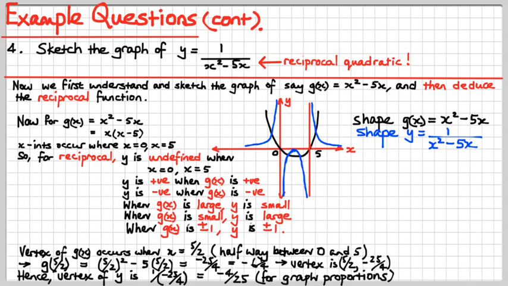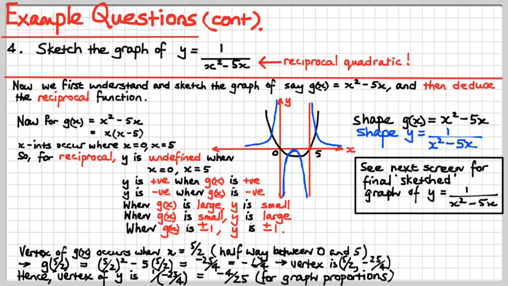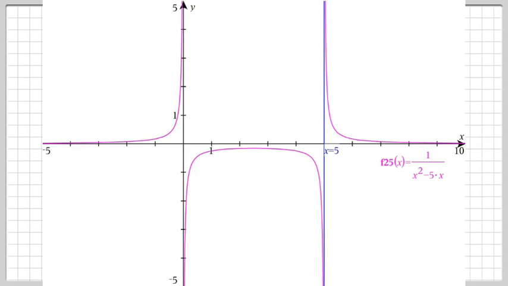Okay, and of course this is another asymptote here, y equals 0 in this case, isn't it? This one, the x-axis, y equals 0. So you'd be writing that as an asymptote. So there are 3 asymptotes of this blue graph, aren't there? Yes, we can see that. See the next screen for the final sketched graph of y equals 1 over x squared minus 5x. Here it comes. Very nice piece of work. Yeah, it's exactly what we predicted, isn't it?